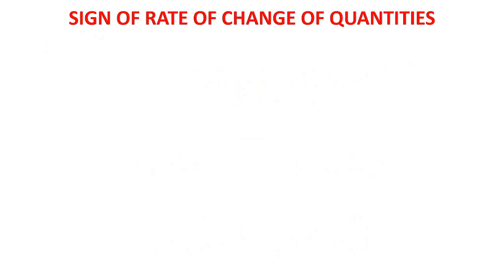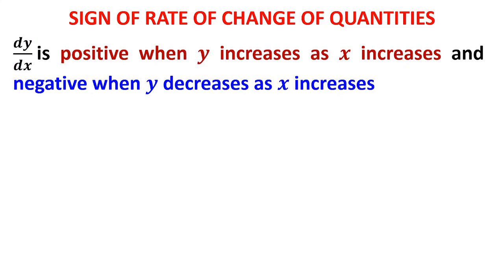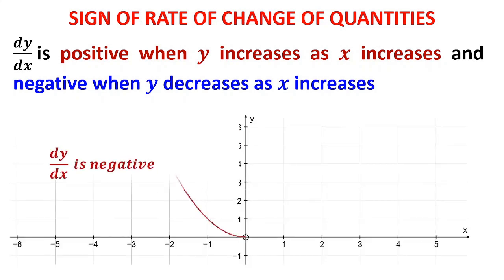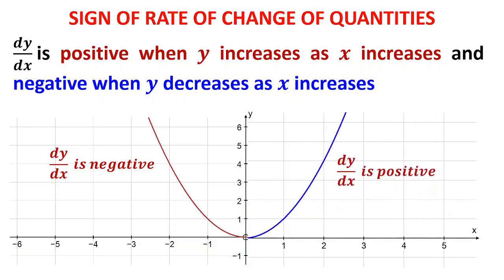Then sometimes you should be careful with the sign of the rate of change of quantities. dy by dx is positive when y increases as x increases, and negative when y decreases as x increases. Now you are seeing here in the parabola, dy by dx is negative here, but there dy by dx is positive.